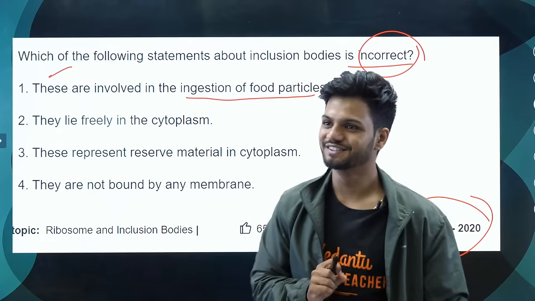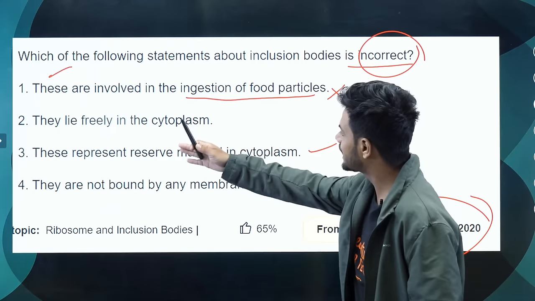They are reserved for material in cytoplasm. They are not membrane bound, obviously. They lie free in the cytoplasm. Clear? First one is the answer. A for aims. Exactly, A for aims.